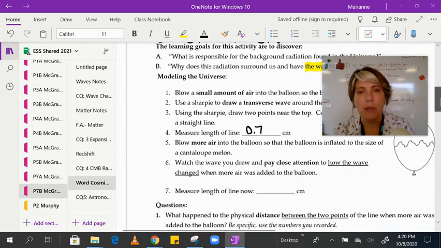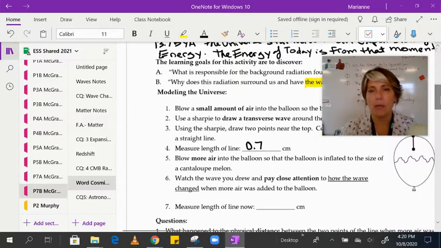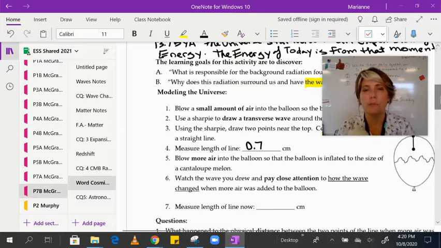All right, so now it's saying blow more air into the balloon so that the balloon is inflated to the size of a cantaloupe melon. So I'm going to do that, and it's asking me to pay close attention to the wave. Let's see what happens to my energy.